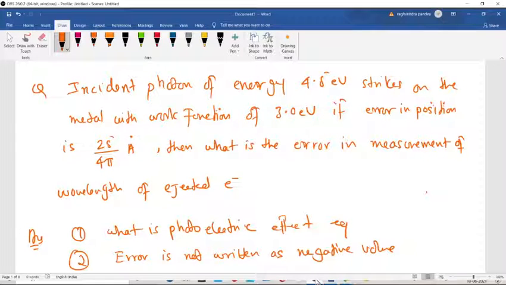Okay. So to solve this, you should know the photoelectric effect equation. And second, this error is not written as a negative value in physics. Have you studied error? We never write the error as a negative one. We always add the error; we just write plus minus one or something like that. Okay, so that is the error.